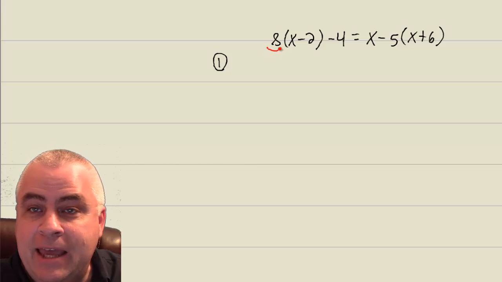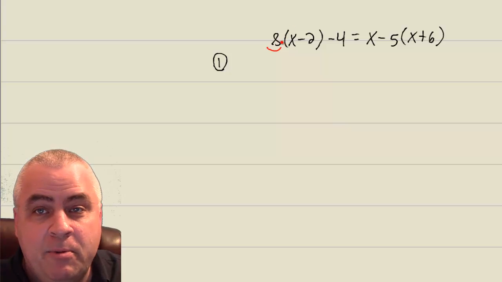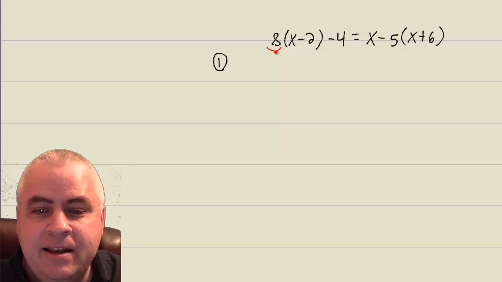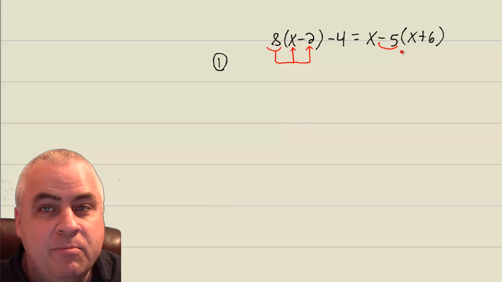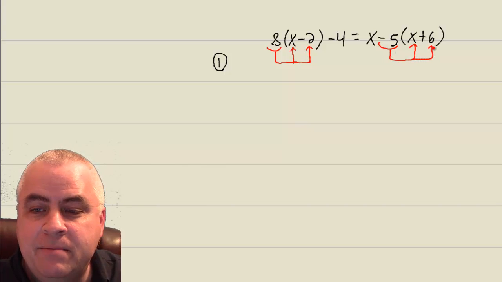For example, remember the 8? Well, remember when you have a number in front of the parentheses, that indicates multiplication. So for this example, we got the 8 in front of the parentheses. That indicates multiplication. So we're going to take 8 times x and 8 times negative 2. Over here, we have a negative 5 in front of the parentheses. So we're going to take the negative 5 times the x and negative 5 times the 6.